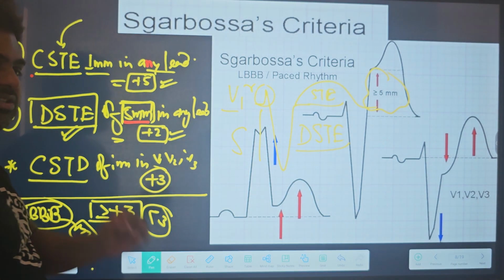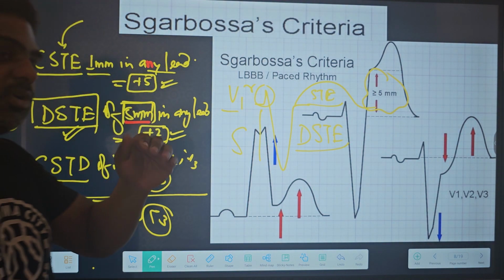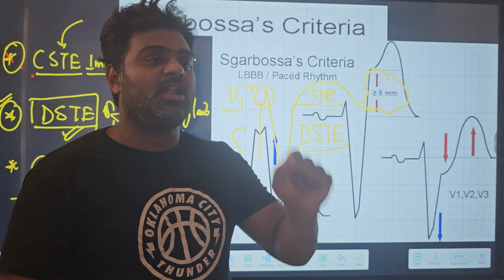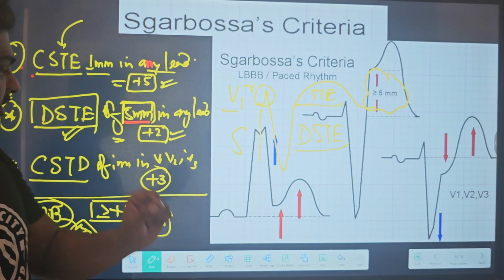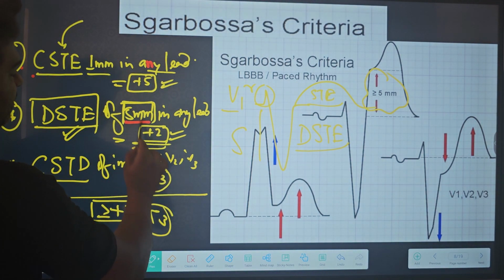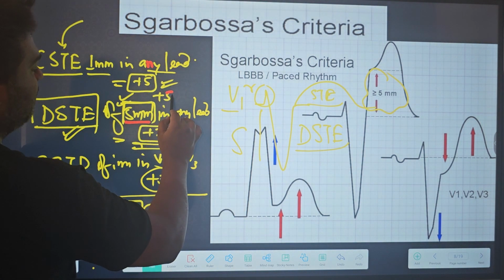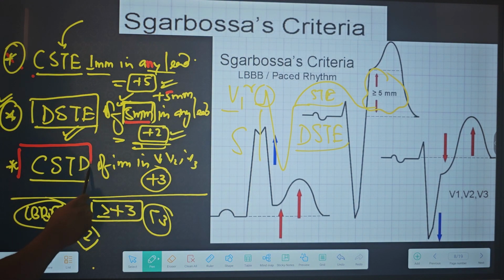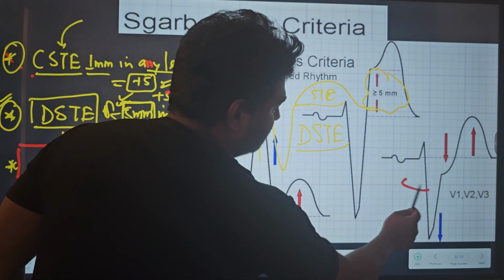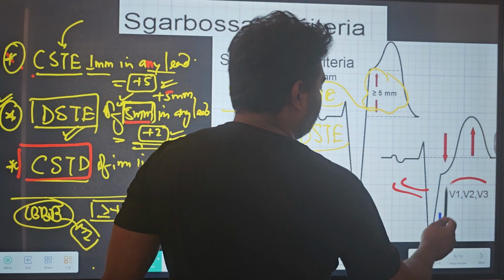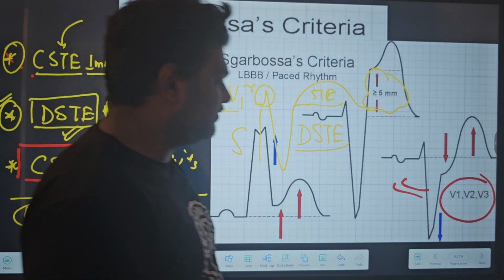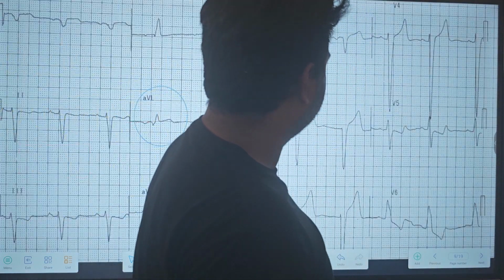So discordant ST segment elevation is not given much weightage because discordant ST elevation is invariably present in left bundle branch block, and it is given only +2 points if this ST elevation is large, that is around 5 millimeter. And then there is a third point, that is concordant ST depression, which we see only in lead V1, V2, V3. Then we add, and if the value is 3 or more than 3, then the left bundle branch block is possibly because of the MI.